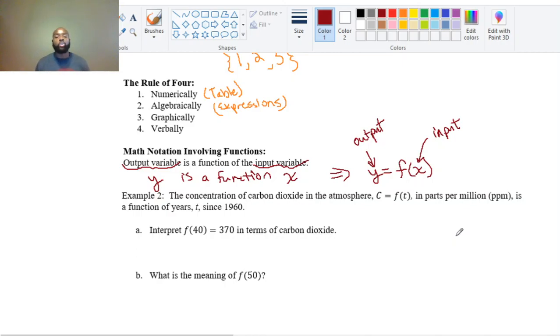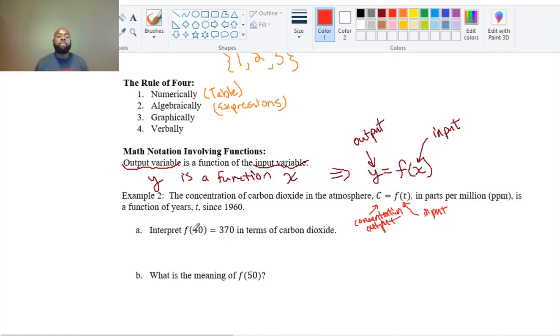It says the concentration of carbon dioxide in the atmosphere, which is given by, this is functional notation, C equals f of t. The units are in parts per million, ppm. So this concentration of carbon dioxide in the atmosphere is a function of years, which is given by the variable t, since 1960. And so if I look at this notation here, this is my input, t, and my output is concentration of carbon dioxide. I'm just going to say, so this is my output. I'm going to put output there.